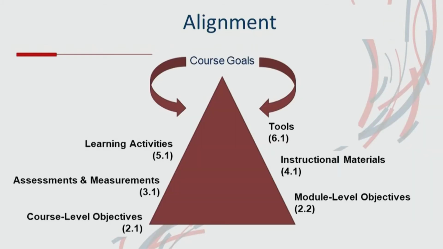And I kind of came up with this little chart. When I say course level objectives here, with those little arrows surrounding it, they should be surrounding the entire course. At the bottom, you have your course level objectives, that starts it. Then your module level objectives, your assessments and measurements, instructional materials, your learning activities, and your tools. And you'll see these all have little codes behind them. Those are Quality Matters standards. So if you can imagine it this way, your course goals are going to float around this triangle, and everything in there has a layer where it builds up to where you have a good, solid course.